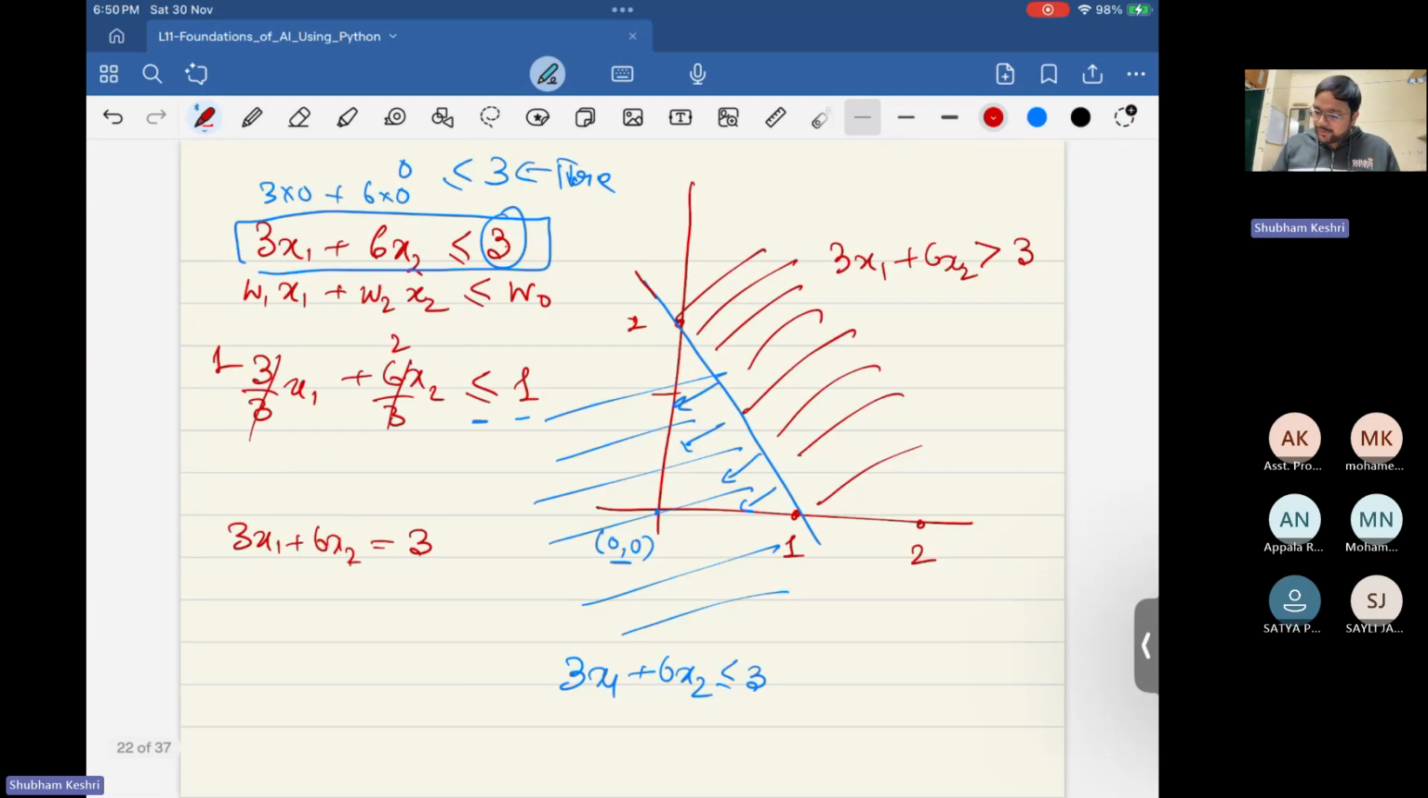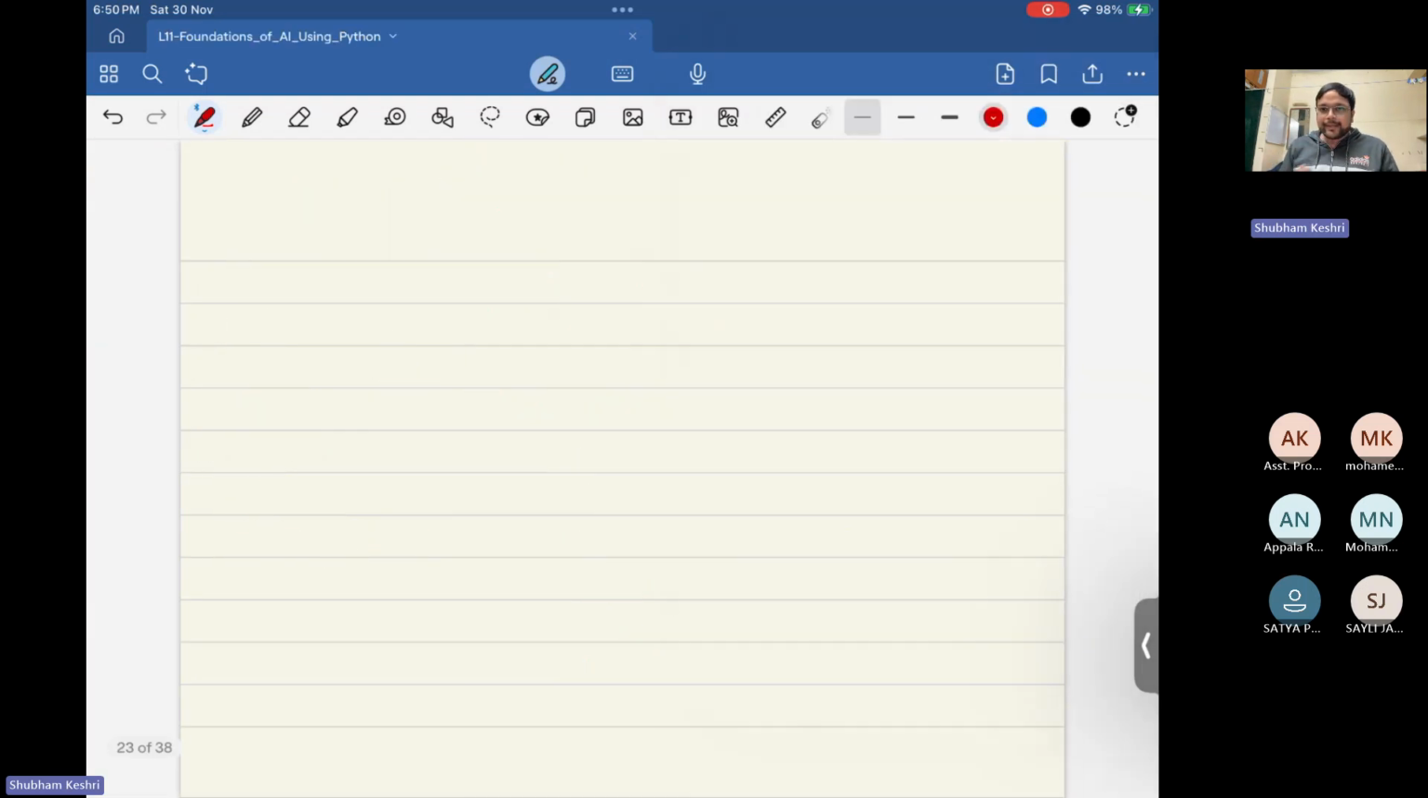Okay, so what we'll do is, we will say that we have input and output data, right? So we have input data like this. Suppose input 1, input 2, input 3, input 4, dot dot dot, input n, and we have the label.